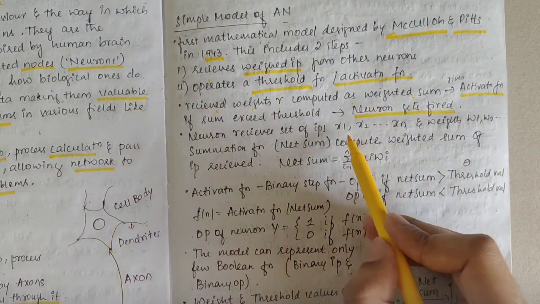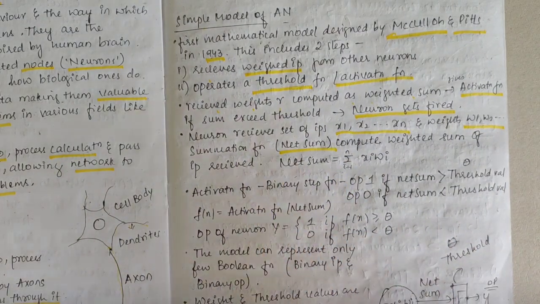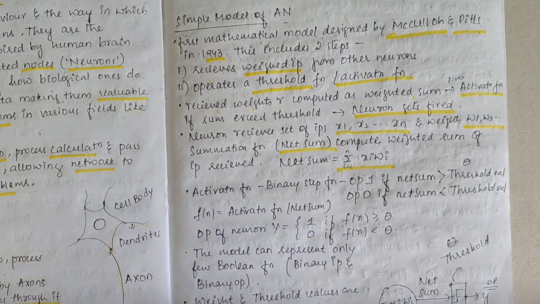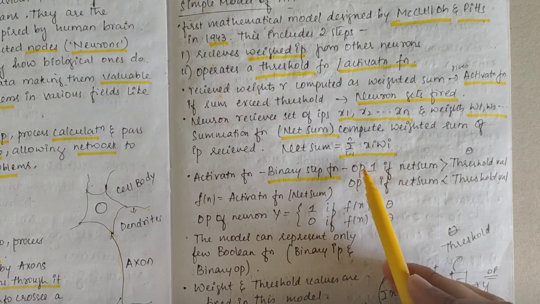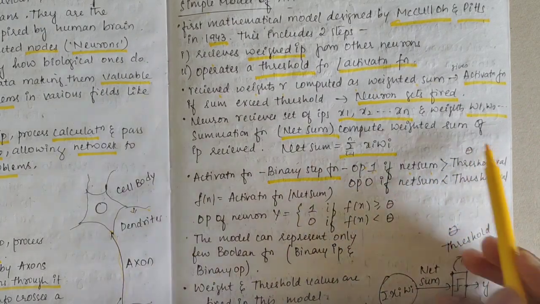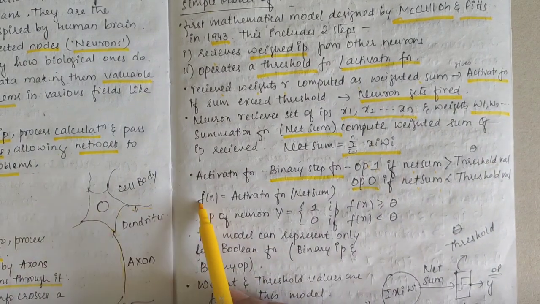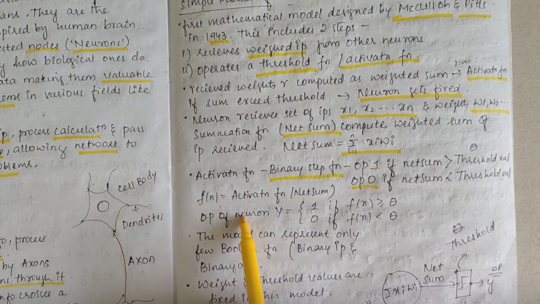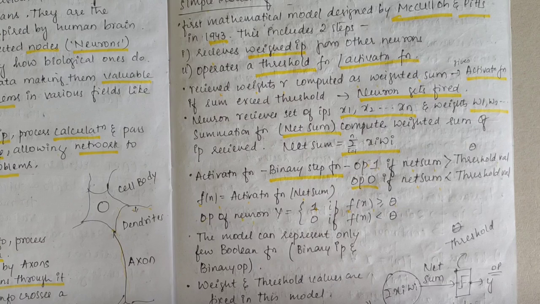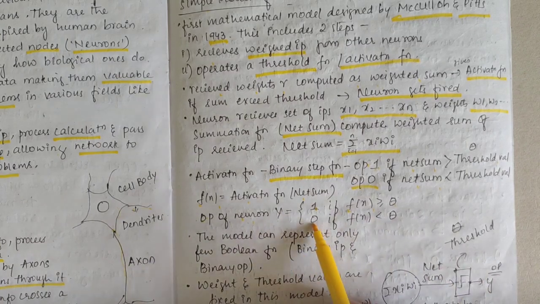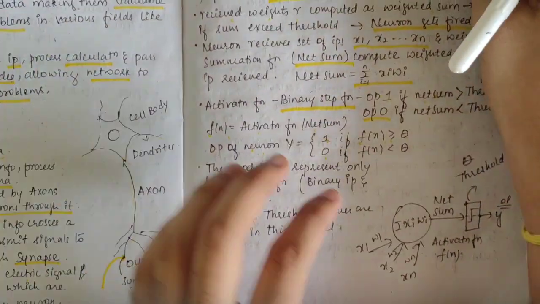The neuron receives a set of inputs x1, x2, xn and weights w1, w2, wn, and then the summation of those is done. That's called the net sum, summation of xi into wi. The activation function here is a binary step function. The output would be 1 if the net sum is greater than the threshold value theta. If the net sum is less than theta, then we get output as 0. The function here is the activation function of the net sum. The output of neuron y is dependent on this. It is 1 if f of x is greater than or equal to theta, and 0 if f of x is less than theta. The same thing we have written here. Then we have the diagram here.